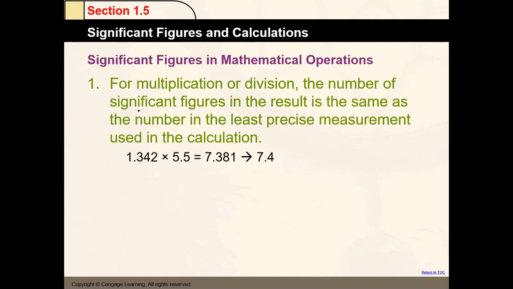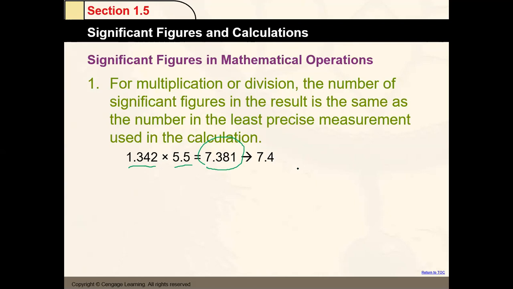Now, what happens if I want to multiply, divide, add, subtract? There are different rules for multiplying, dividing, adding and subtracting significant figures. For example, you want to multiply two measured numbers. I'm assuming that these are measured numbers. 1.342 times 5.5. The calculator gives me 7.381. How many decimal places should I keep, right? Should I keep one decimal place? Should I keep three decimal places or something in between or all of them?